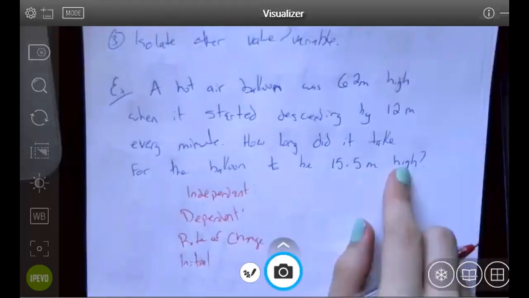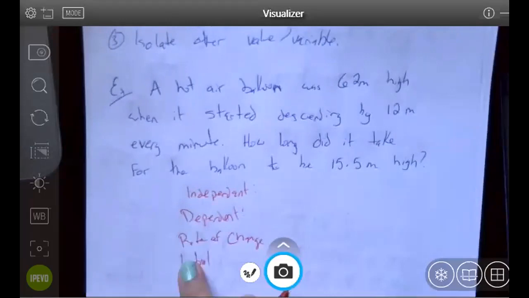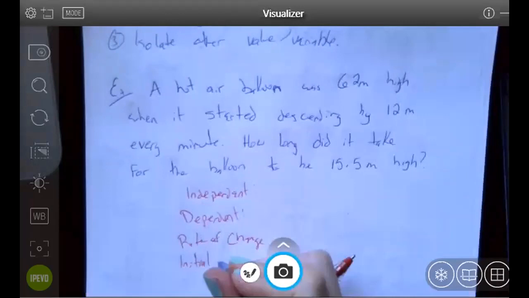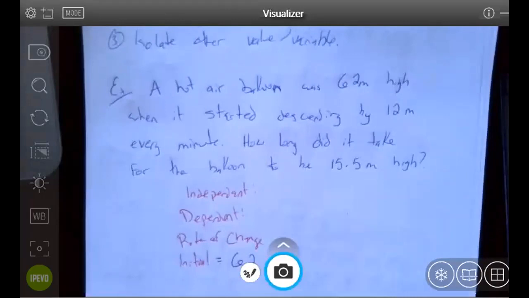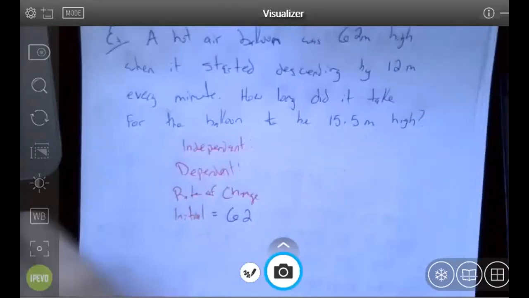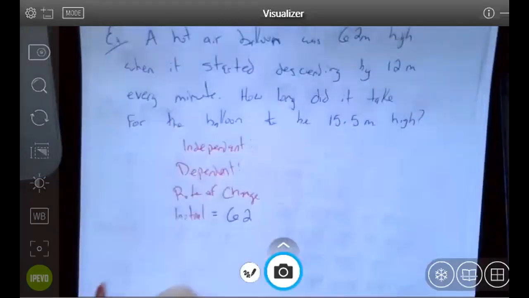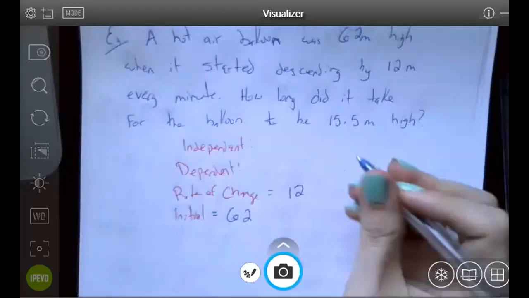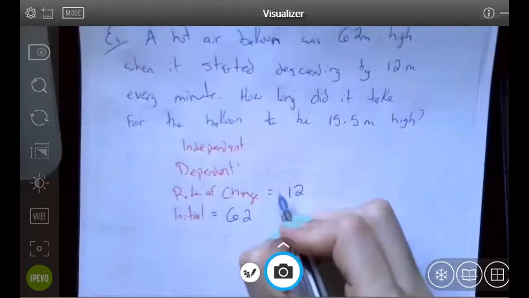So the easiest things might be to identify our initial value and our rate of change. Our initial value is the height it started at, so that would be the 62 meters. So our initial amount is 62 meters. Then it started to descend by 12 meters every minute. So it's going down 12 meters every minute. That is our rate of change, the 12 meters per minute. And because it's going down, we're going to make it negative.